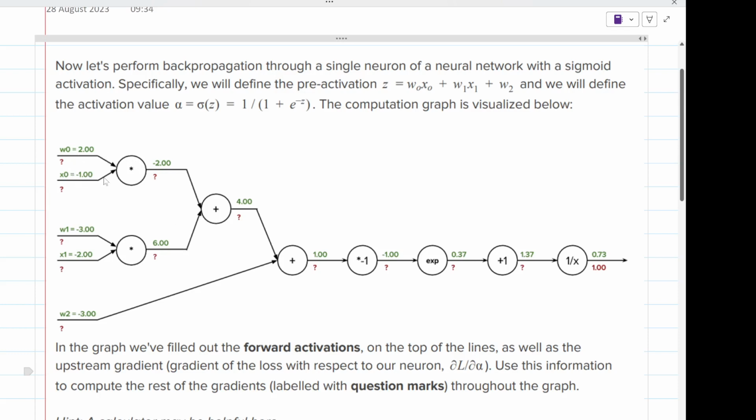After you do this, the values you get are given here. 6 plus minus 2 is 4. 4 plus minus 3 is 1. Okay.